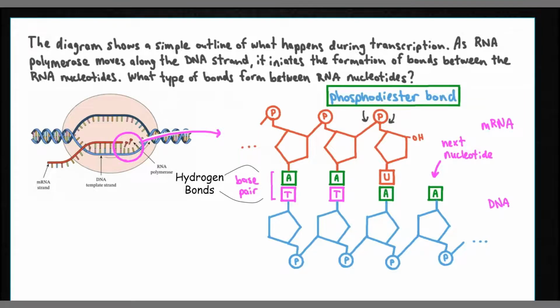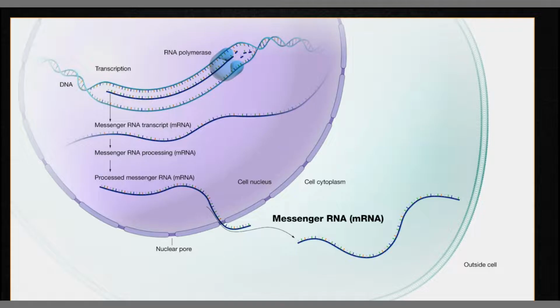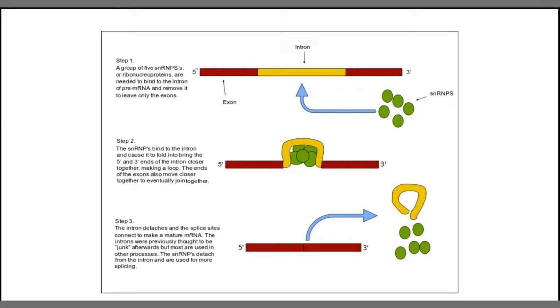Eventually, the enzyme RNA polymerase catalyzes the formation of phosphodiester bonds between the ribose sugar and the phosphate groups of the adjoining RNA nucleotides. And there you have it, the mRNA molecule is formed. However, the mRNA contains some non-coded regions that must be removed. These are known as introns. A group of 5 snRNPs, or ribonucleoproteins, will work together to remove only the introns.